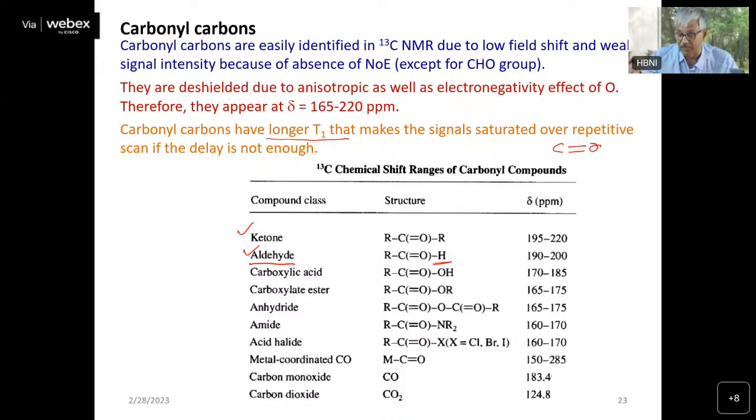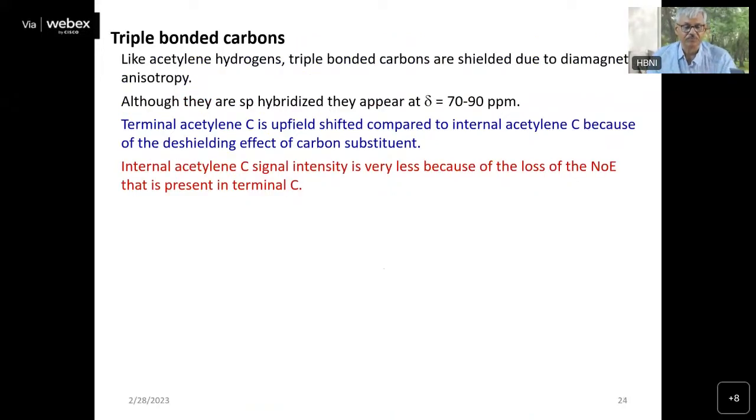If the metal is electron rich or electron poor, it depends on that; it is a variable. You can see it can vary to a large extent. And this is the carbonyl carbon of carbon monoxide and carbon dioxide. These have been recorded in a saturated solution of CDCl3. Like carbonyls, there is another class of carbons called the triple bonded carbons, and like proton NMR, in carbon NMR they also come quite upfield, 70 to 90 ppm.